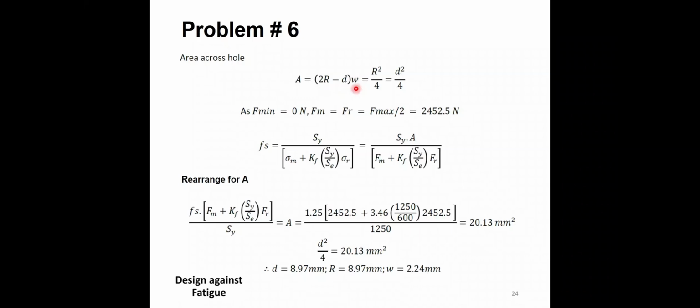But remember the proportions. It says D is equal to R, so we can replace this D by R. So it's going to be 2R minus R, so this bracket boils down to R, and then there is a relation between W and R again.